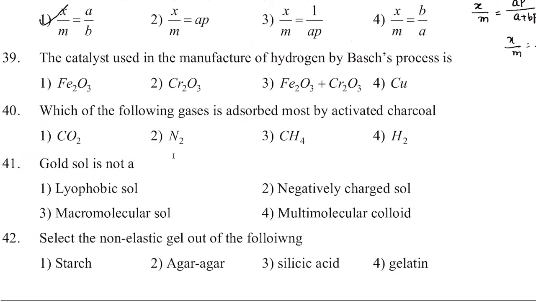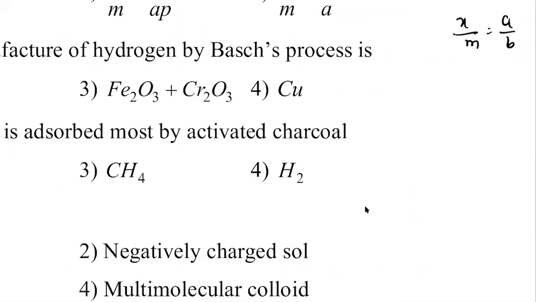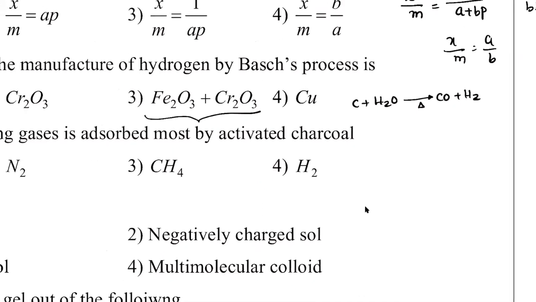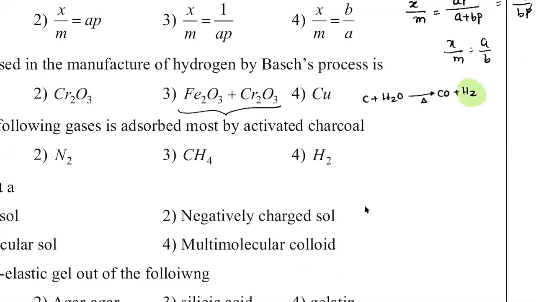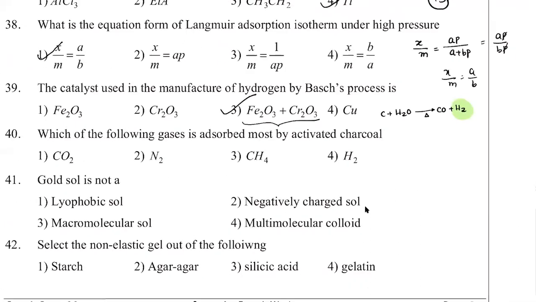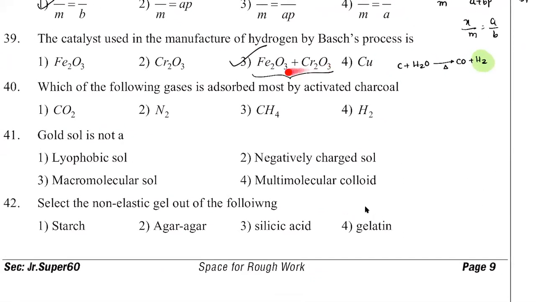Next, the catalyst used in manufacturing of hydrogen by the Bosch process is, okay. Hydrogen by the Bosch process, which has been used here: C plus H2O, on heating, forms CO plus H2. Now, the catalyst which we use is Fe2O3 and Cr2O3. That's how we prepare H2 gas in this. So just remember that catalyst here. I think you may have come across this for the preparation of H2 before, if you remember.